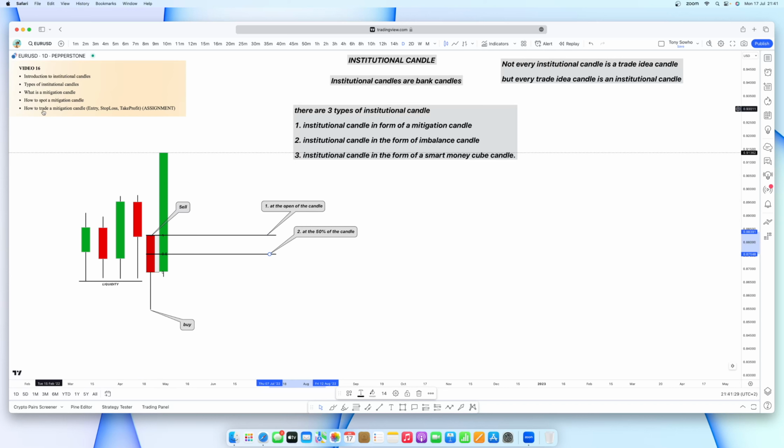Okay, remember, I'm going to teach you how to trade a mitigation candle. I'm going to teach you where you put your entry. I'm going to teach you where you put your stop loss. I'm going to teach you where to put your take profit. So your entry can either be at the open, which is the start of the candle, or your entry can be at 50%. Your stop loss should go at the low or at the down range. Okay, stop loss can either be at the low of the candle or at the down range. Okay, so entry.